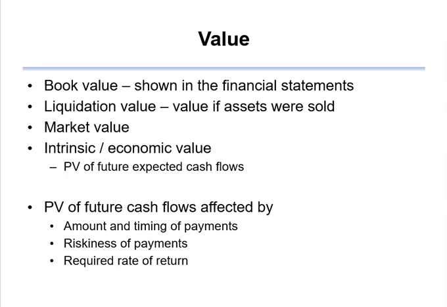The value of a bond actually has multiple values. There's the value that's shown on the balance sheet as a liability of the company that issued the bond. So it issued bonds at par value. That's the liability, the future liability that it has.